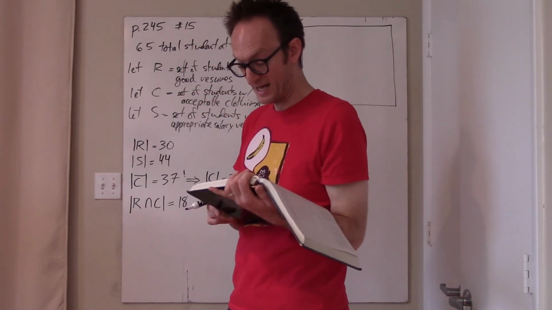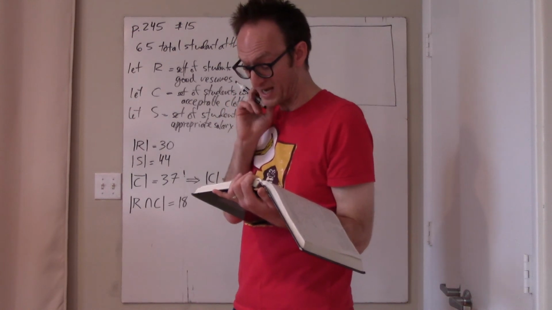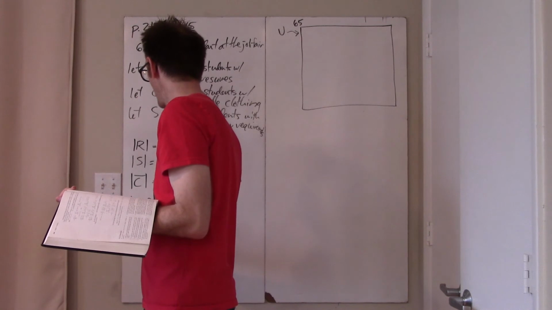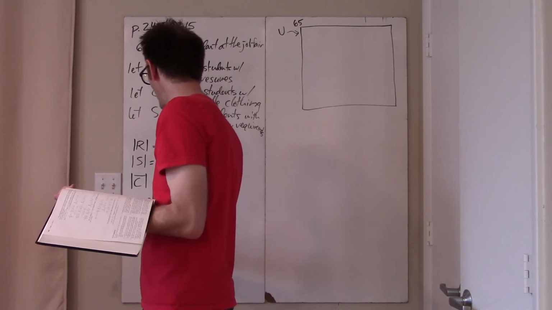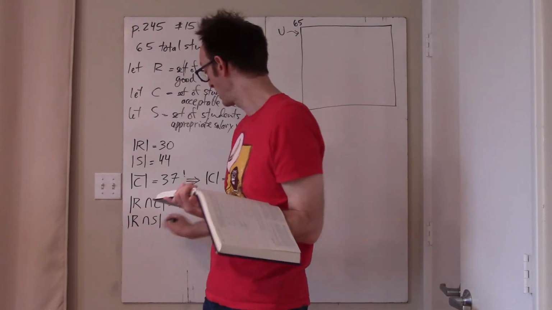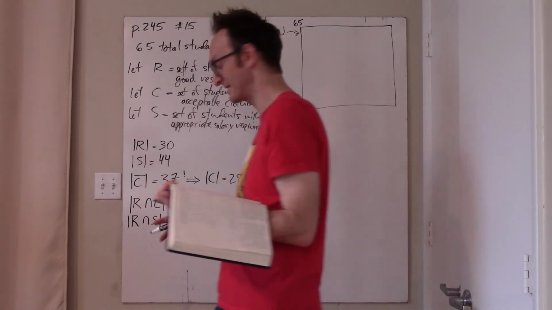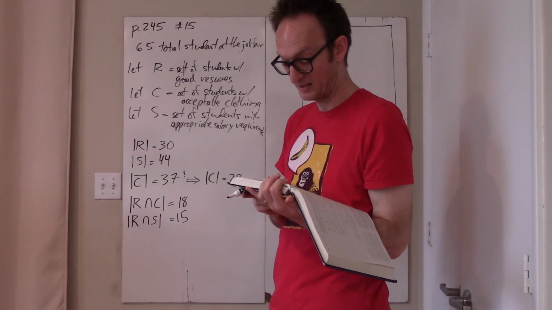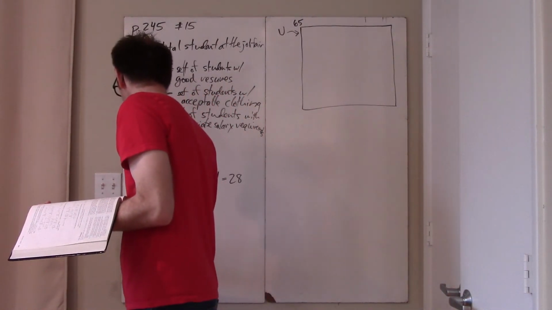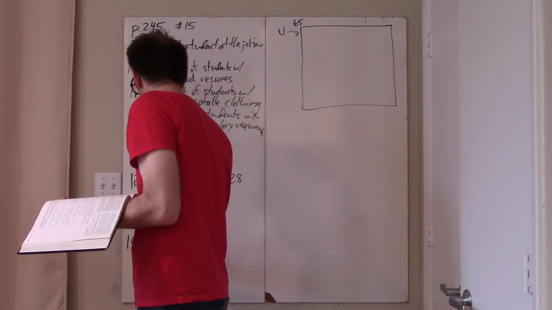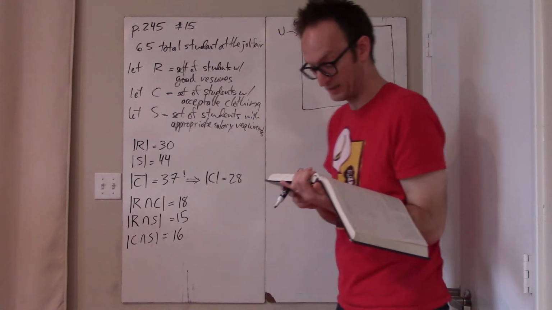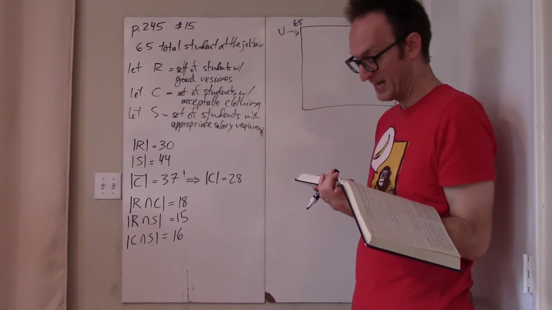Good. Next, 15 met the resume and salary standards. So that means they had a good resume and they were looking for a salary in the appropriate range. There are 15 people that met that condition. 16 met the dress and salary requirements. So that is 16.